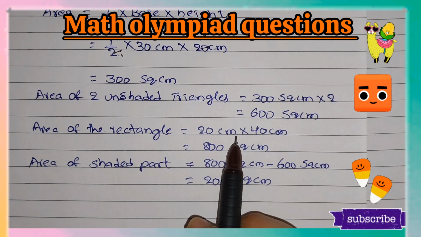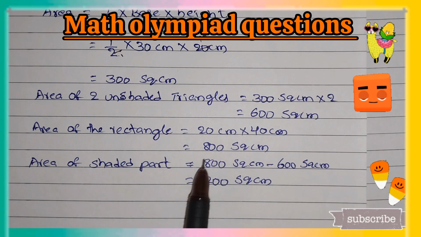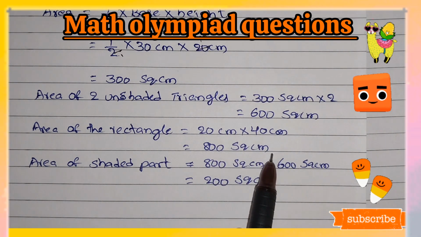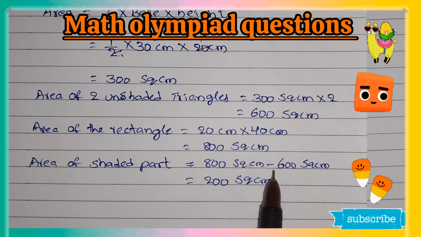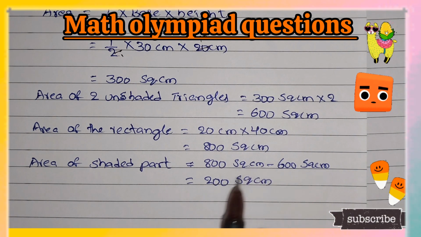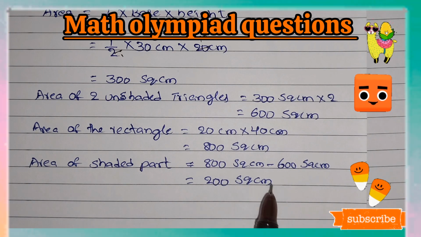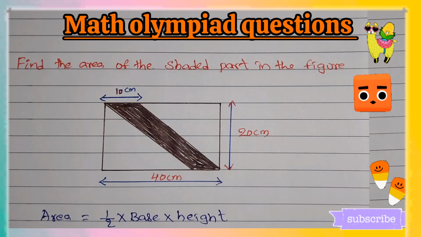Area of the rectangle equals 20 centimeters multiplied by 40 centimeters. 20 multiplied by 40 equals 800 square centimeters. Area of the shaded part equals 800 square centimeters minus 600 square centimeters, which equals 200 square centimeters.